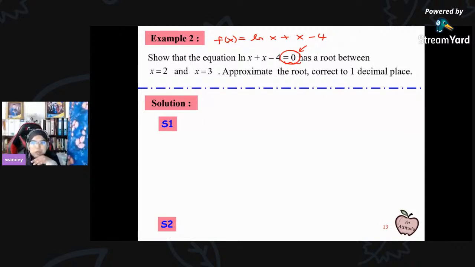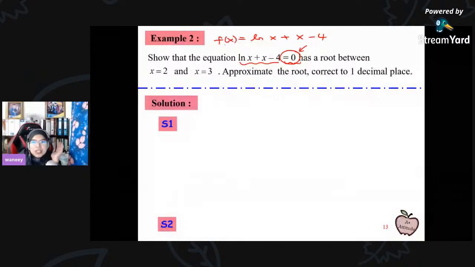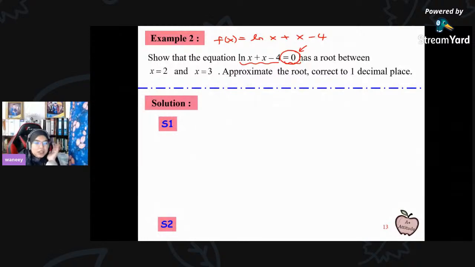Okay, so after you make sure that the right hand side is already 0, then the function on the left hand side is actually our f(x). We want to show that we have a root between 2 and 3. So try to substitute with x equal to 2 and with x equal to 3. So f(x) is equal to ln x plus x minus 4. Substitute with f(2), so we get ln 2 plus 2 minus 4.